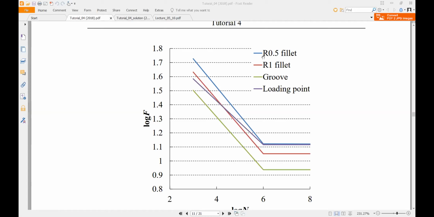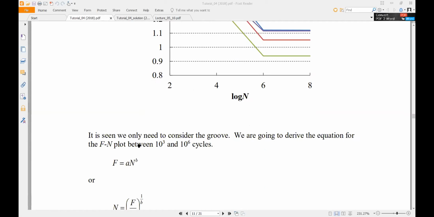So you can see this blue one is the 0.5 pillar, and the red and brown ones are the 1 millimeter pillar ones, and the loading point is the purple one. The green one, the groove, has the minimum loading value for the endurance limit. That means we need to consider the groove, as that is the least value.